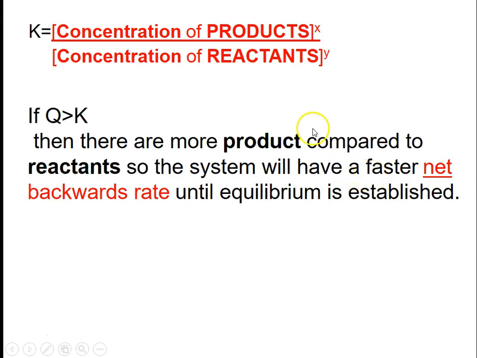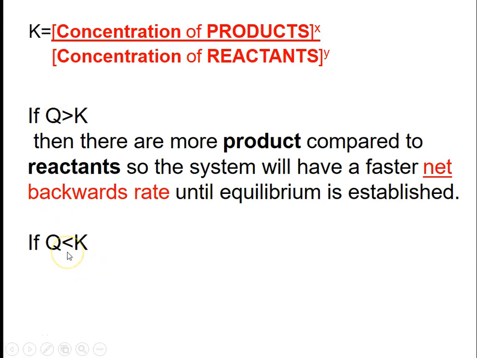This is because the actual rate of the back reaction is faster. So once you make enough reactants, then this number goes down, that number comes up, and your Q value will become smaller.